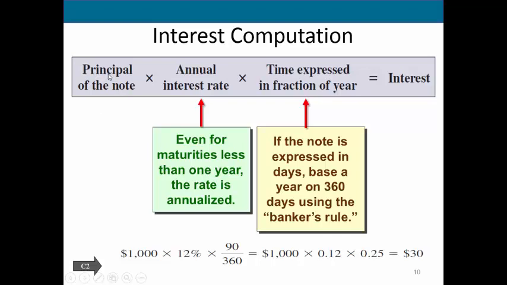It's the principal times the rate times the time. So in our example, the principal was $1,000 that was loaned. The rate, remember, that's an annual percentage rate of 12%, and then multiply by the time, 90 days out of our year, 360 days. Go ahead and just as a general rule, use 360 days.